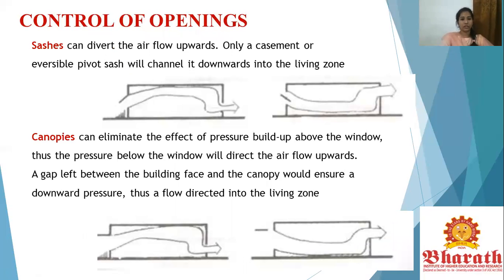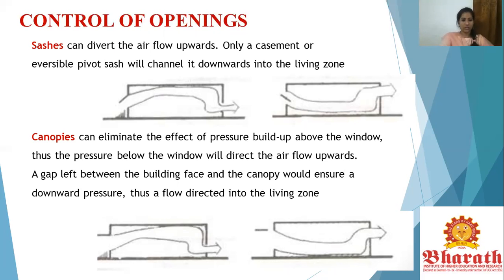Looking at different types of openings and how the control would work. Sashes are basically horizontal elements. Sashes divert the airflow upward. Only when it is a casement or has a reversible pivot sash will it channel downward into the living zone. So these sashes are subcategorized. Usually they are similar to the first figure, but sometimes when their position is diverted, they could also deflect the air to the lower level.